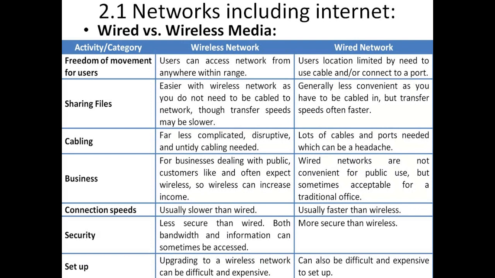Connection speed. Wireless networks have slower speed. Wired networks have faster speed. Security is less in wireless networks, and security is higher in wired network as they are difficult to tap in. Both bandwidth and information can sometimes be accessed in a wireless network, but it is not easily accessible in wired networks. The setup cost for upgrading to a wireless network can be difficult and expensive.